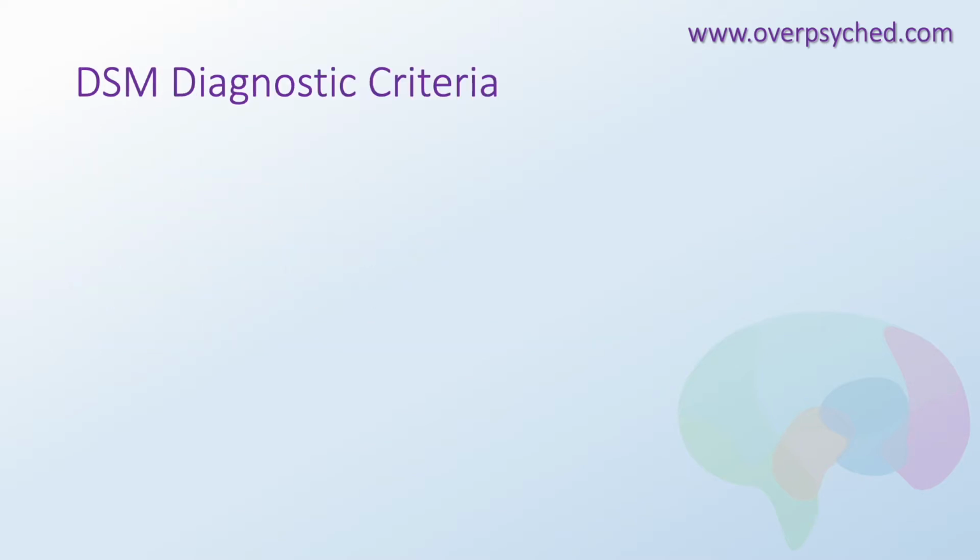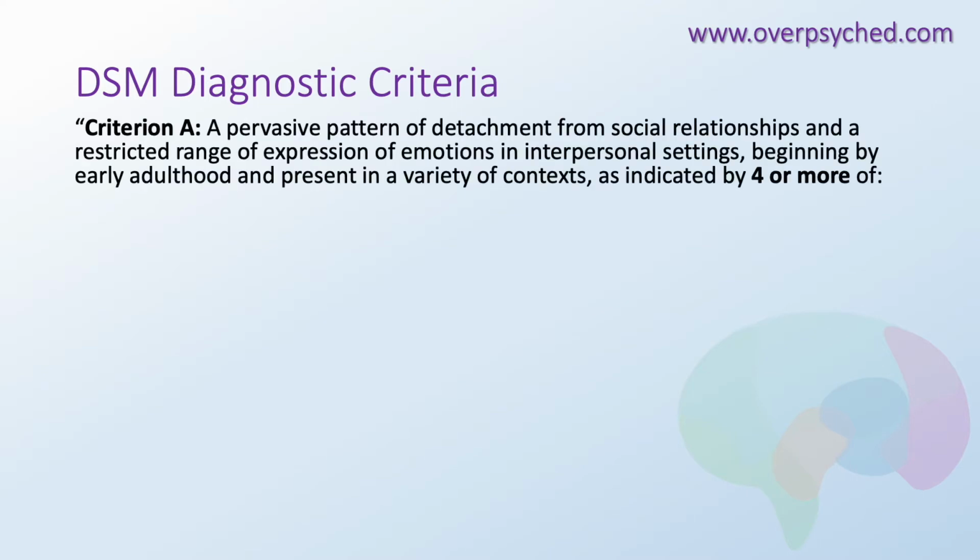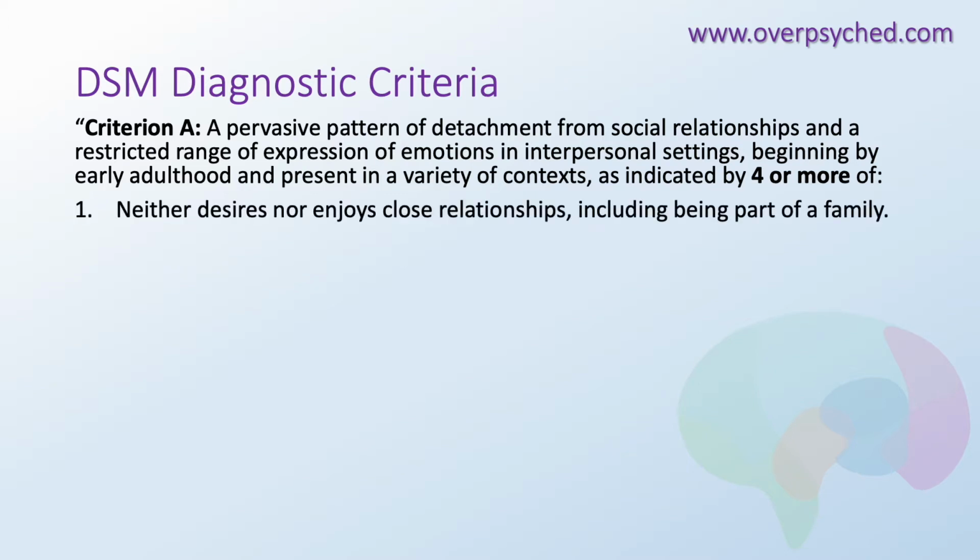The DSM, or Diagnostic and Statistical Manual of Mental Disorders, defines schizoid personality disorder with the following diagnostic criteria. Criterion A, a pervasive pattern of detachment from social relationships and a restricted range of expression of emotions in interpersonal settings, beginning by early adulthood and present in a variety of contexts, as indicated by 4 or more of the following. 1. Neither desires nor enjoys close relationships, including being part of a family.